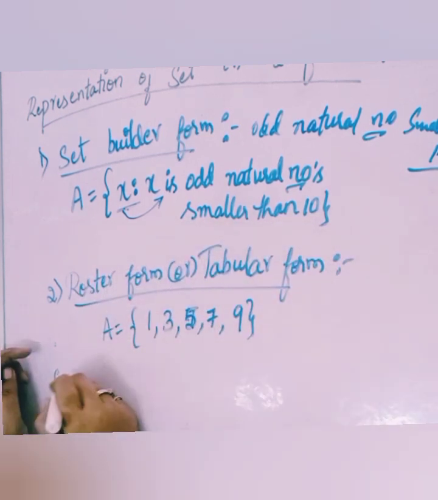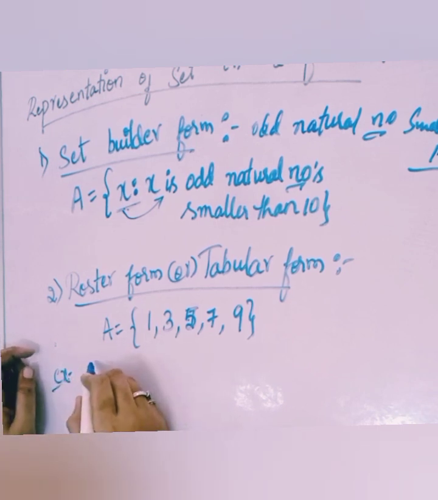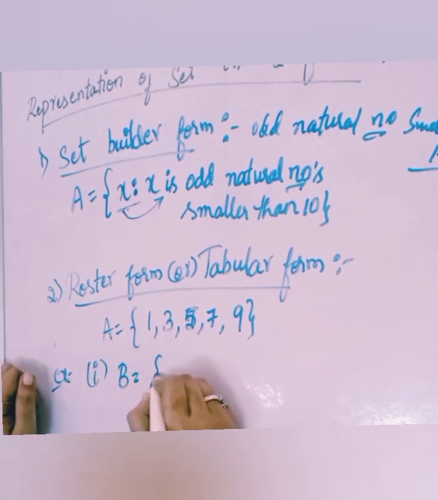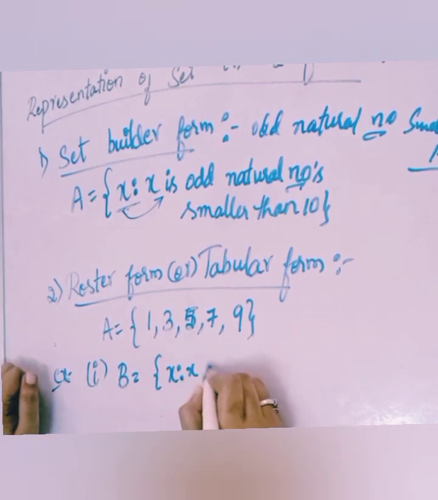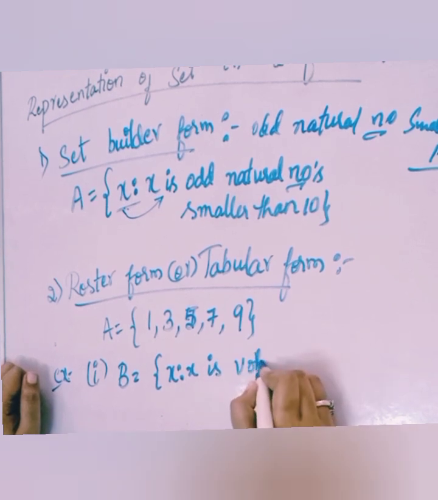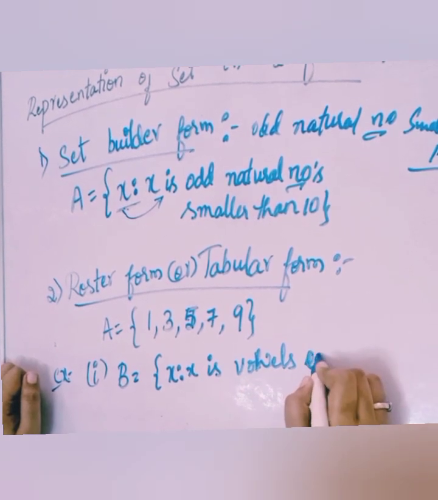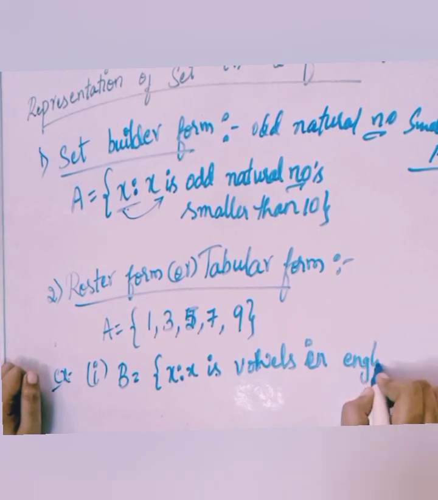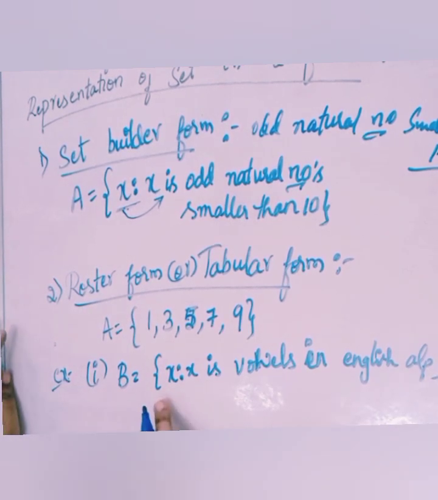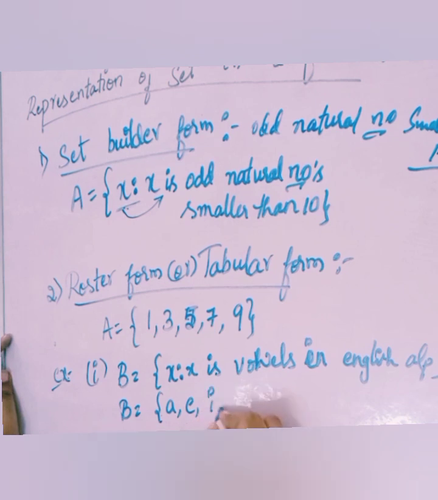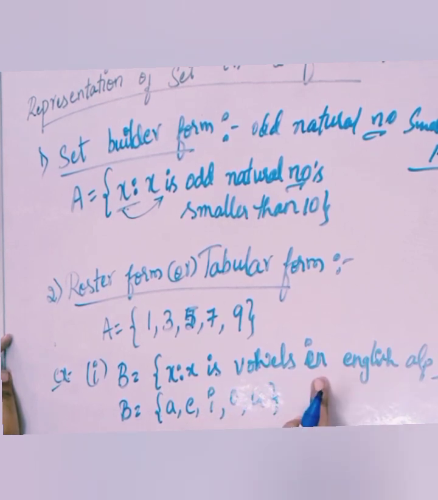Next example I'll take. B is equal to x such that x is a vowel in the English alphabet. Simply, they gave B is equal to x such that x is a vowel in the English alphabet. What are the vowels in the English alphabet? A, E, I, O, U. That's it. This is a set builder form. This is a roster form, otherwise tabular form we can say.